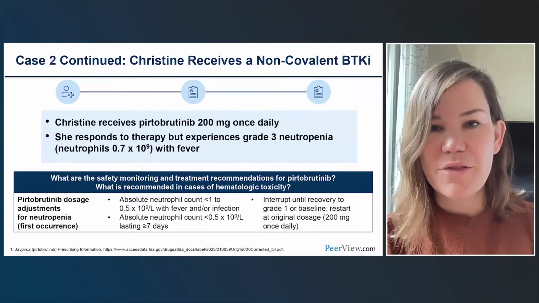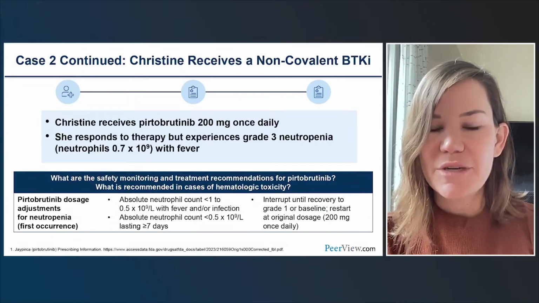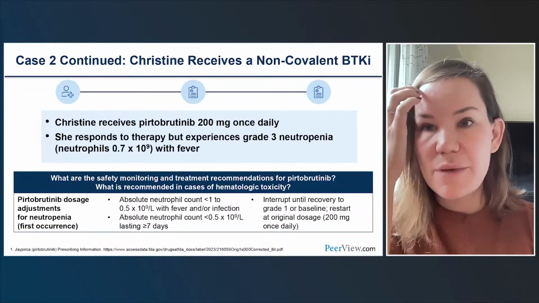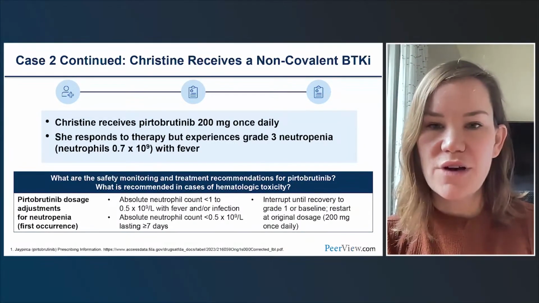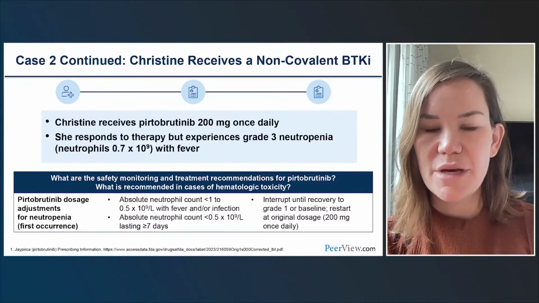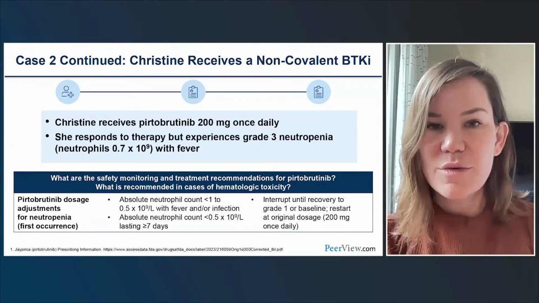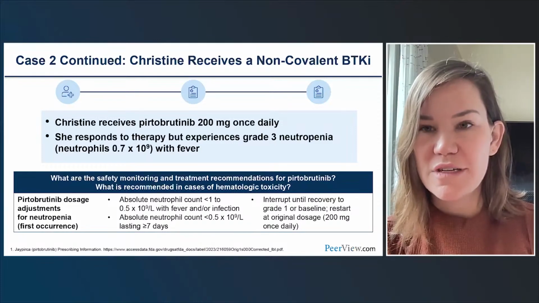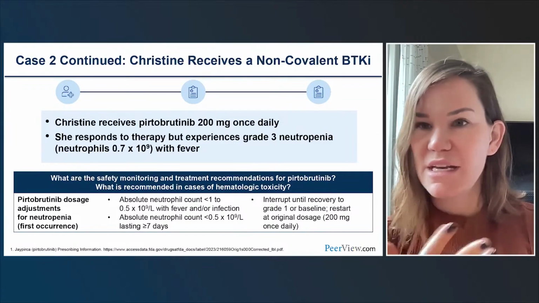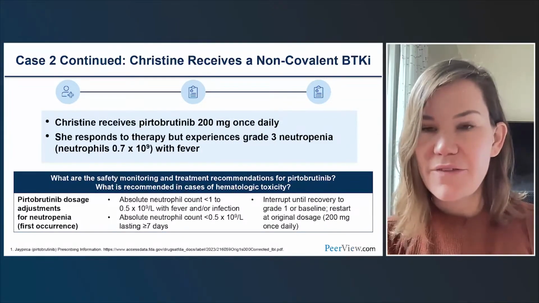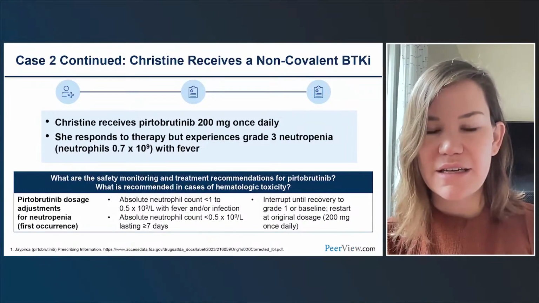So to continue on with her case, she goes on pirtobrutinib 200 milligrams once daily. However, though she responded to therapy, she did experience a grade 3 neutropenia that had an ANC of 0.7, but she also had a fever. And so we do see neutropenia with pirtobrutinib. Fortunately, febrile neutropenia is not as common. However, febrile neutropenia does necessitate holding the drug.